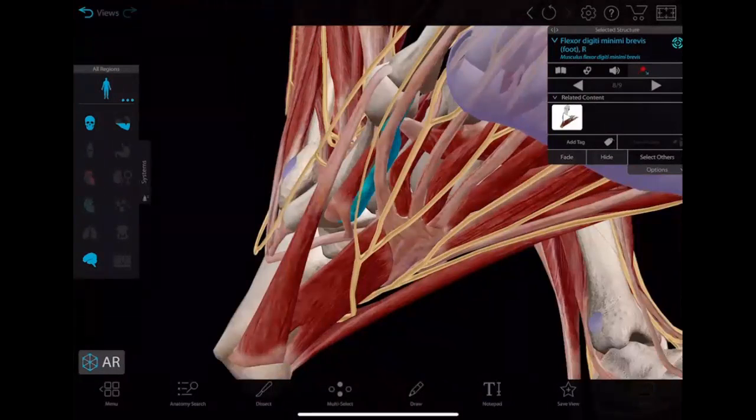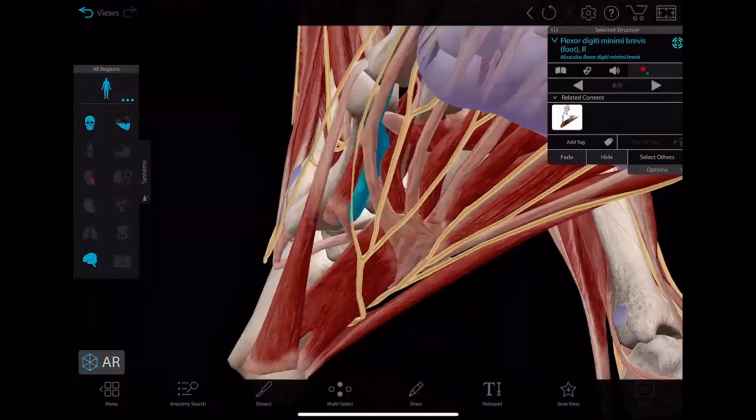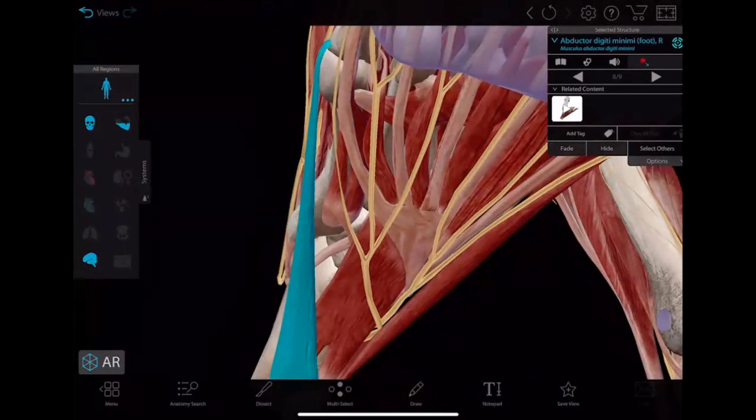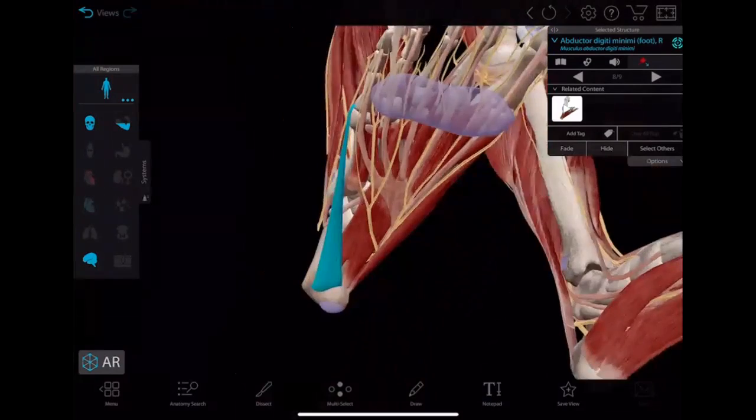Flexor digiti minimi brevis, this one is opponens digiti minimi. So this is flexor digiti minimi brevis and this is abductor digiti minimi. Okay, between these muscles it ends like that. Okay, lateral plantar nerve now.